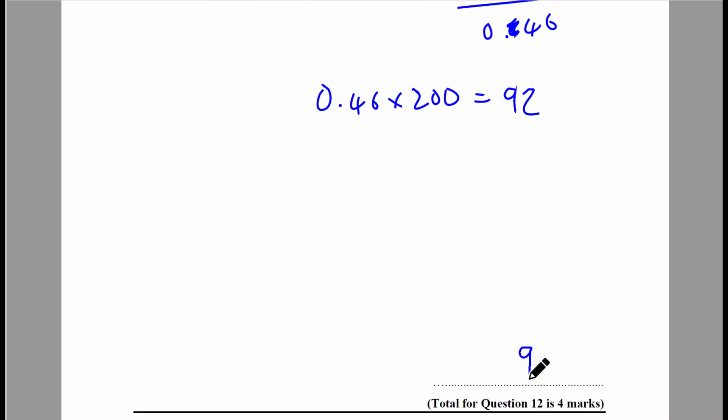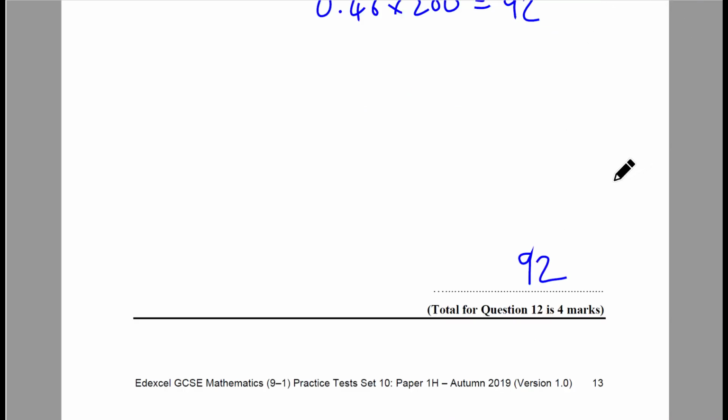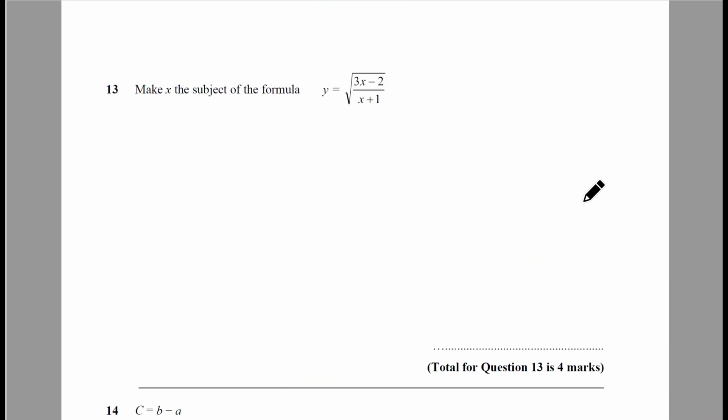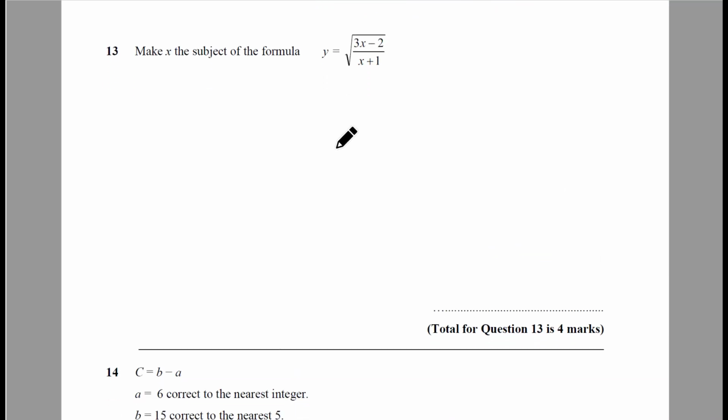Well, that's quite an easy full marker. So you could easily get full marks on that. Question 13, make x the subject. The opposite of square root is squared. So we want to make x the subject. This might be a lot of work, but let's see.